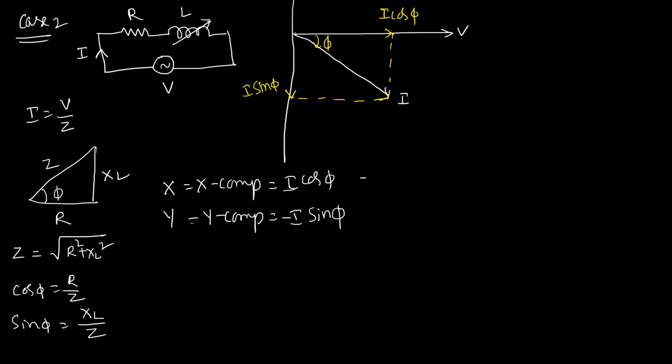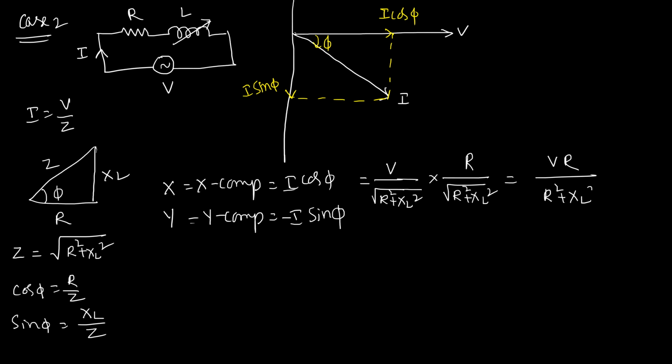So what is I? I is V by Z, where Z means root of R square plus XL square, into cos phi. Cos phi is R by Z, so this is R by root of R square plus XL square. So there you get VR by R square plus XL square.